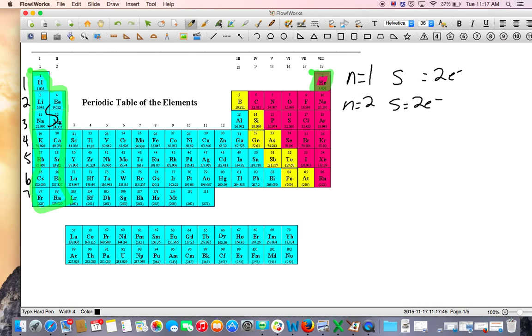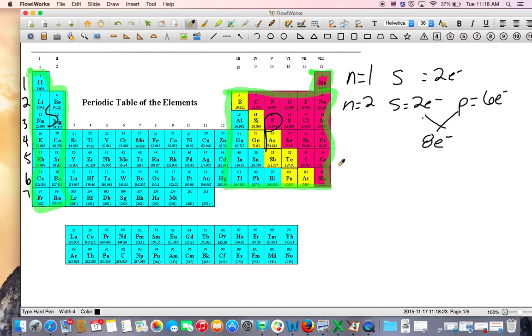But now we have a new set of orbitals. Remember what we just saw on that other slide: you have 3 p orbitals. These guys are right here. These are the p orbitals. If there are 3 p orbitals, that means it can hold a total of 6 electrons: 1, 2, 3, 4, 5, and 6. So the second energy level can hold a total of 8 electrons, because 2 can be in the s and 6 can be in the p, and that gives us 8 total.